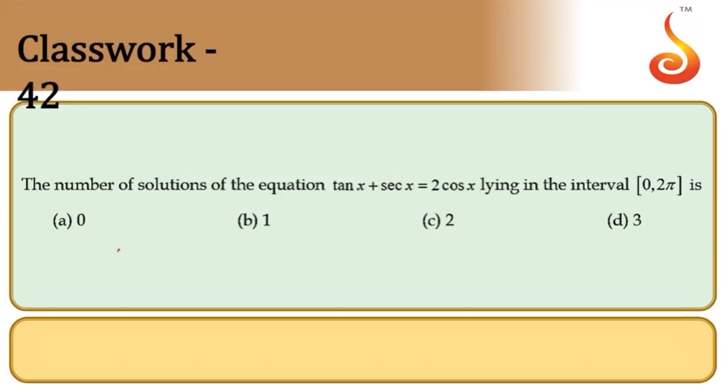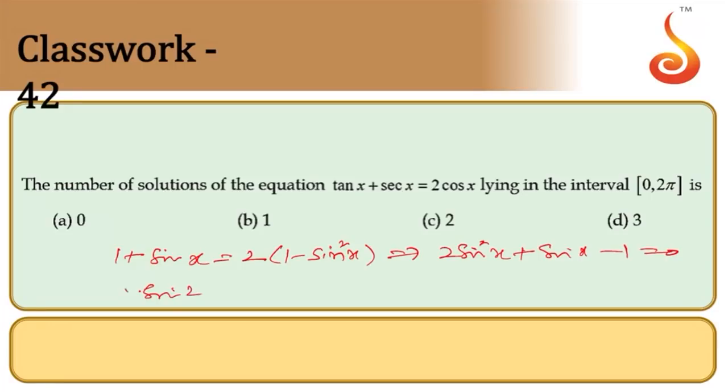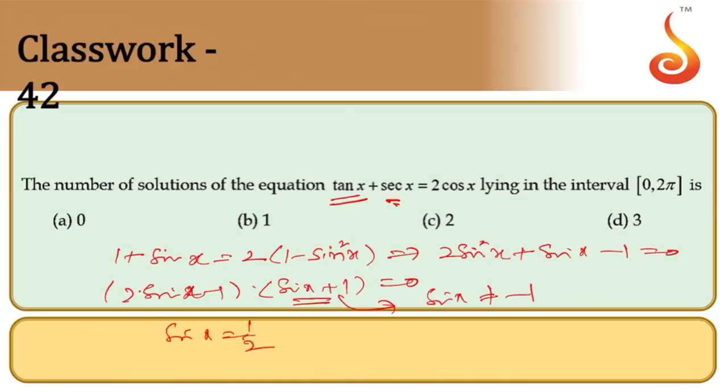Now the number of solutions of this equation is given by, when you simplify sin by cos, 1 by cos, it is 1 plus sin x is equal to 2 cos square x. 2 cos square x can be written as 2 times 1 minus sin square x. On simplification, it is nothing but 2 sin square x plus sin x minus 1 is equal to 0. And so 2 sin x minus 1 multiplied by sin x plus 1 is equal to 0. But sin x cannot be equal to minus 1, because tan x, which is sin by cos x, is not defined at this point. It does not satisfy the result.